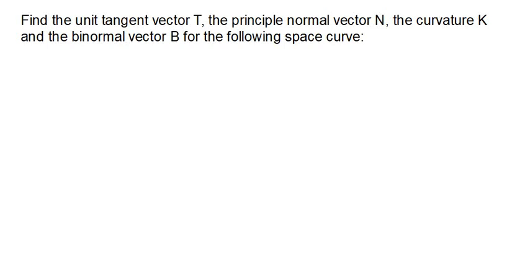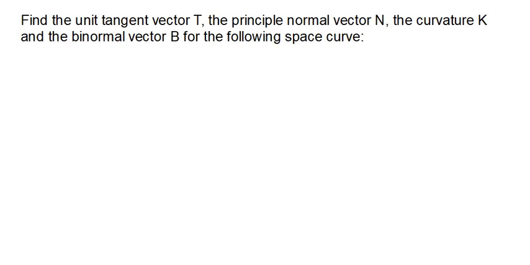Okay, so we're going to look at how we can determine the unit tangent vector T, the principal normal vector N, the curvature K, as well as the binormal vector B, given a space curve. We'll look at a few examples to make sure we become very familiar with how we determine these four: the T, the N, the K, as well as the B.